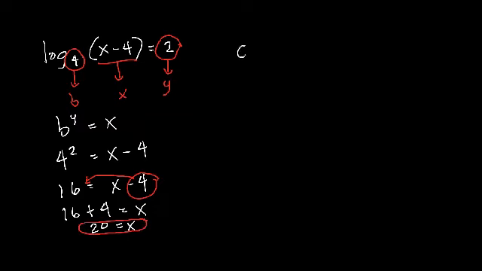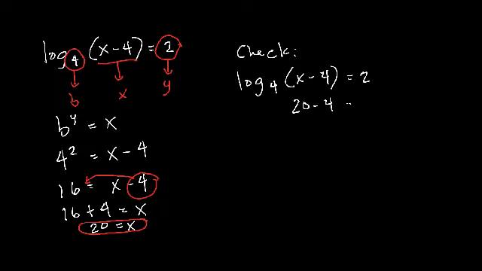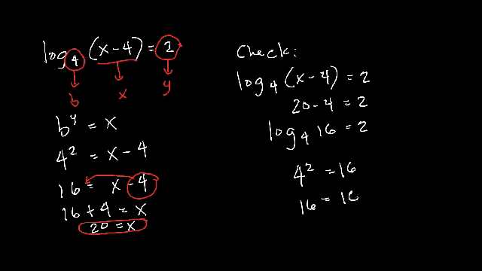So if we check our answer, that will be log base 4 of x minus 4 is equal to 2. x will be replaced by 20, so we have 20 minus 4 is equal to 2, and 20 minus 4 is 16 is equal to 2. Then let's bring back our logarithm, which is log base 4 of 16 is equal to 2. So we have 4 to the second power is equal to 16. So 4 to the second power is 16 is equal to 16. Okay, so let's have our next example.